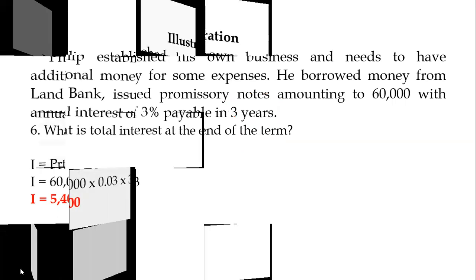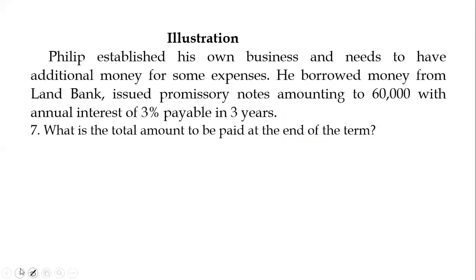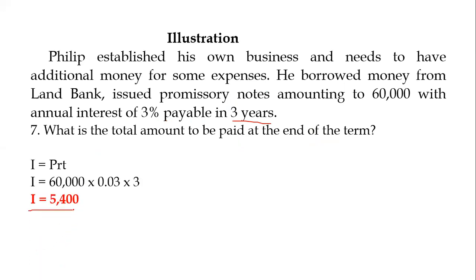Okay. Now, let's proceed to number 7. What is the total amount to be paid at the end of the term? Magkano kaya ang babayaran ni Philip after 3 years? So, the same procedure, na-compute na natin yung interest. So, ipa-plus lang natin siya sa original amount or principal amount na 60,000. So, the total amount to be paid at the end of the term is 65,400. I hope you got it, no?